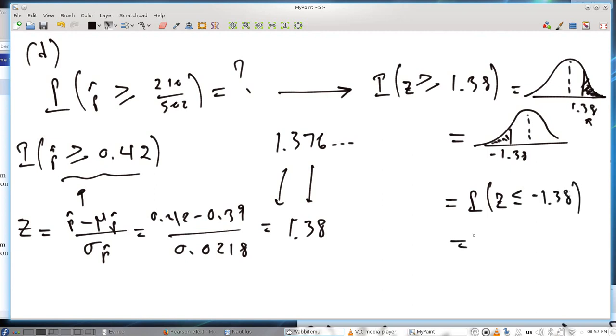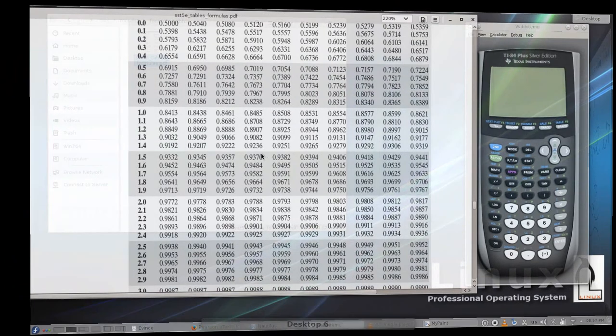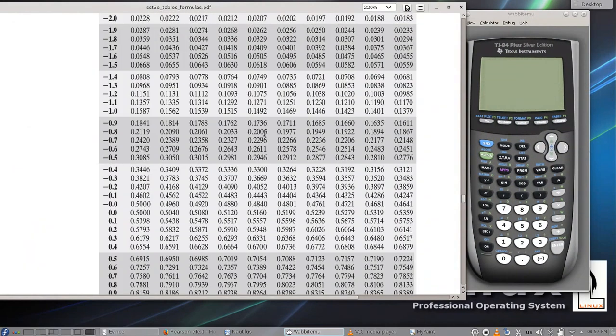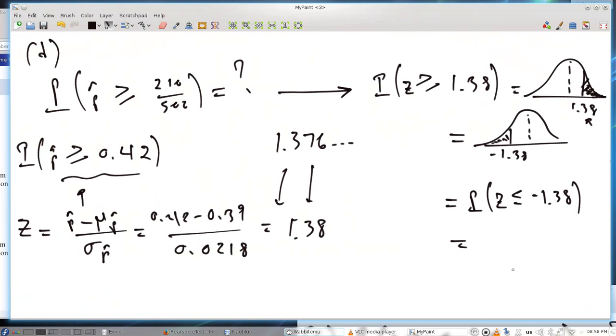And to look up the table, we'll have negative 1.38 right here. So 8 is going to be the second to the last column. So it has negative 1.38, which is right here, which is 0.0838. That is the answer. 0.0838. And this is pretty much 8%, right? 8.38%.